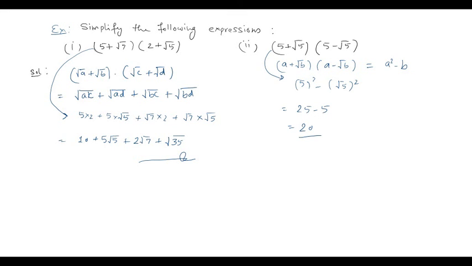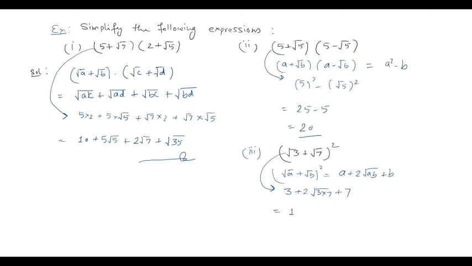Next we will apply the identity square root of a plus square root of b, the whole square, and this becomes a plus 2 times the square root of ab plus b. Applying this identity here, a equals 3 and b equals 7, so it will become 3 plus 2 times square root of 3 into 7 plus 7. So 7 plus 3 becomes 10 plus 2 times square root of 21.